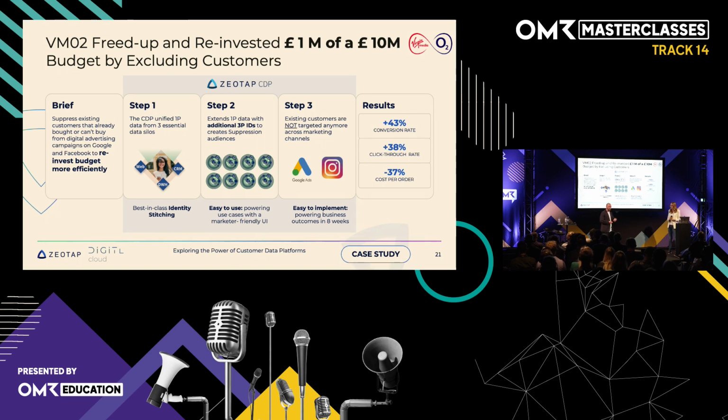Virgin of course said, yeah, we're doing that already. We are uploading our data in Google and Facebook. We are excluding existing customers. But what the CDP is doing is unifying the data coming from different data sources. So we had more customers, more IDs available per customer to match more customers in the different output channels like Google and Facebook. And VM saved £1 million in the first year with this use case alone.